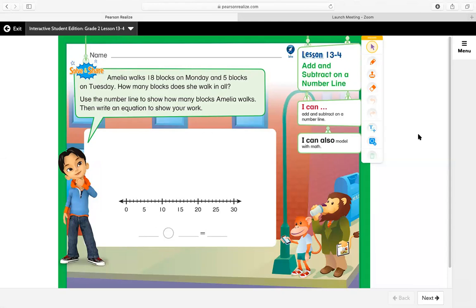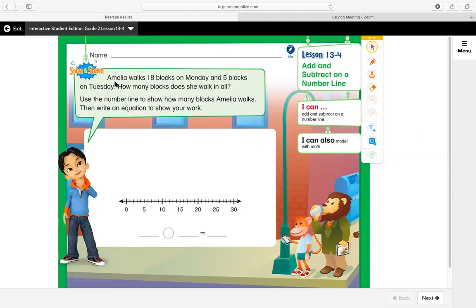This is 13.4. Today we are working with adding and subtracting on a number line. And so today our I can statement is I can add and subtract on a number line. We have worked with number lines since the beginning of the year. So this is going to look very familiar to you, except this time around this is not an open number line. This is a number line that already has the numbers written on for you.